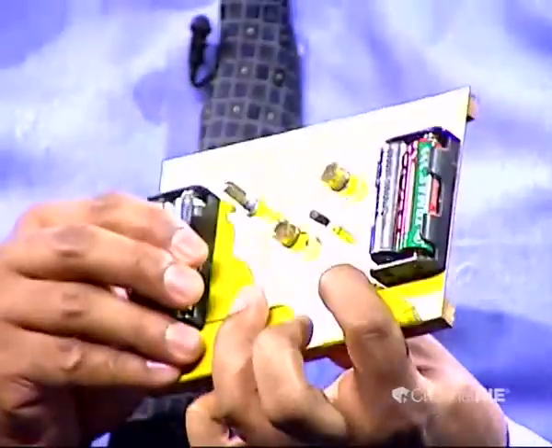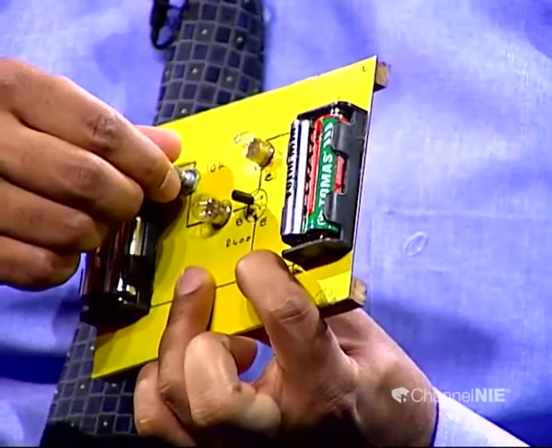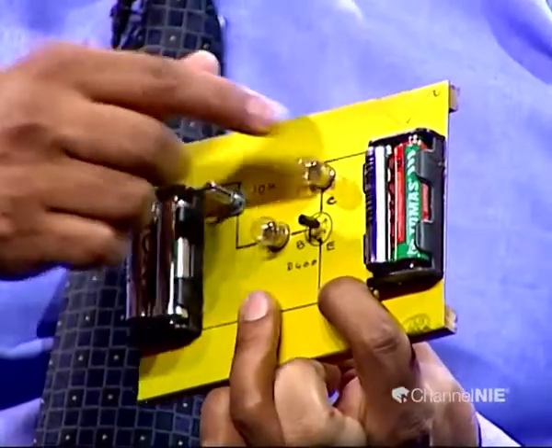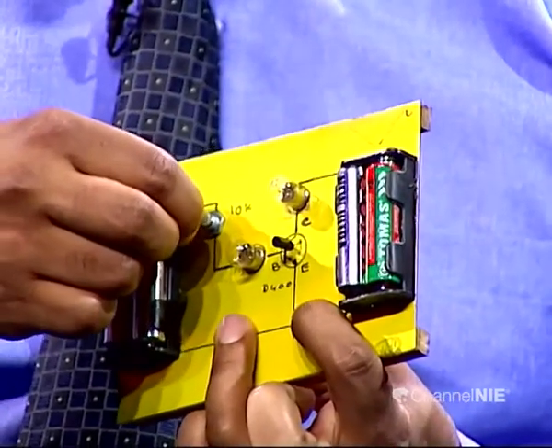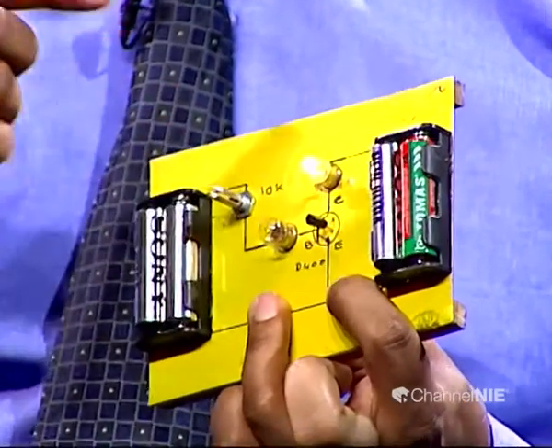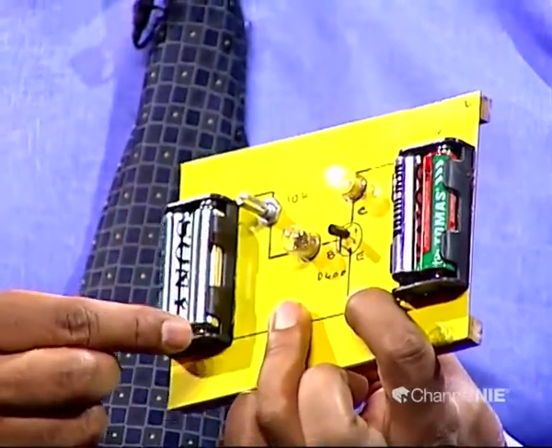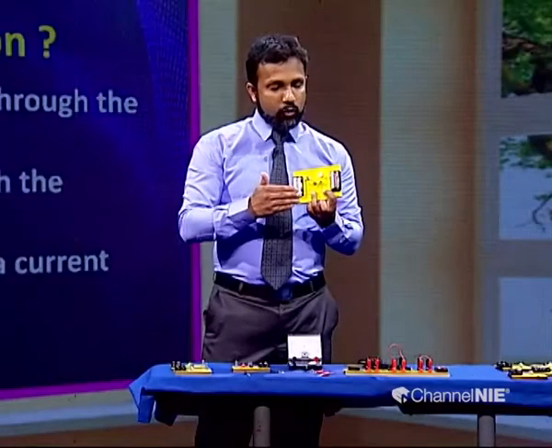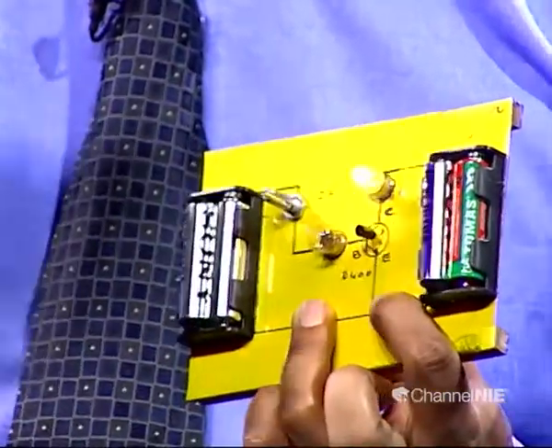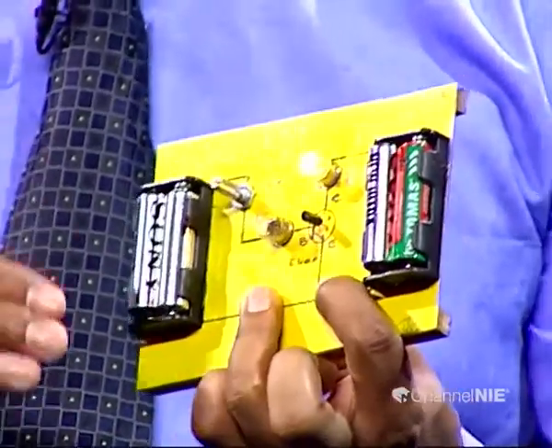You can see that when increasing the resistance using the variable resistor, the bulb does not glow. When turning that variable resistor, the resistance decreases. When the resistance decreases, the flow of current through the output circuit increases. This is called the amplifying function of the transistor, or current amplifier.